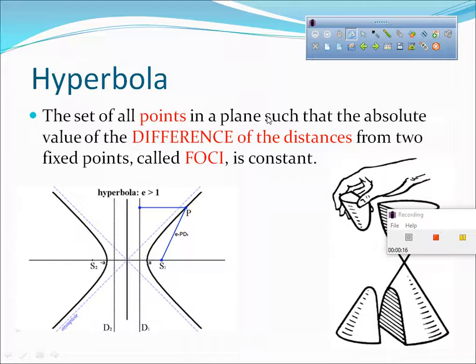A hyperbola, by definition, and most of y'all probably wrote this down previously, but don't get this down, just look at it. It says it's the set of all points in a plane such that the absolute value of the difference of the distances from two fixed points called the foci is constant. So there's a similarity, guys, between ellipses and hyperbolas in that both of them have foci.